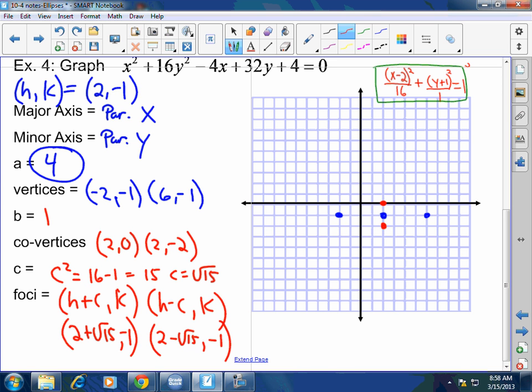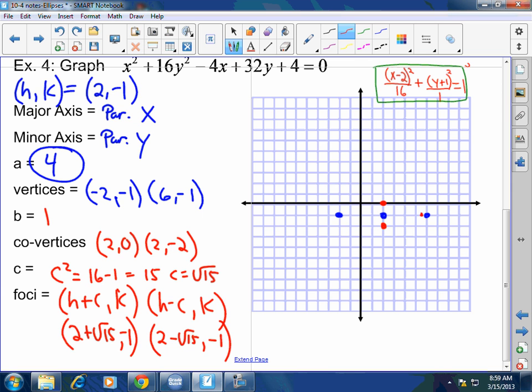And we know that those are going to be real close to the vertices. And we know that the square root of 15 is just under 4, right? Just under 4. So what's 2 plus just under 4? Just under 6. So 1, 2, 3, 4, 5. It's about there. And then on the other side, just about under 6.